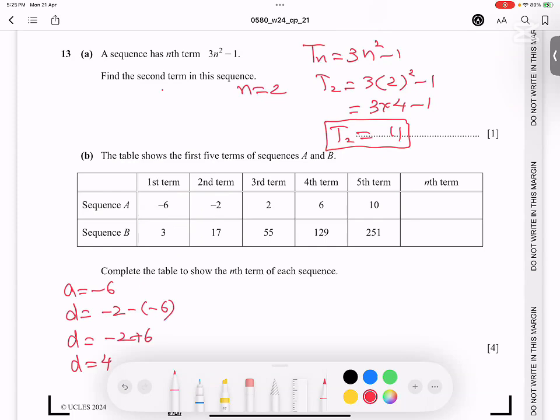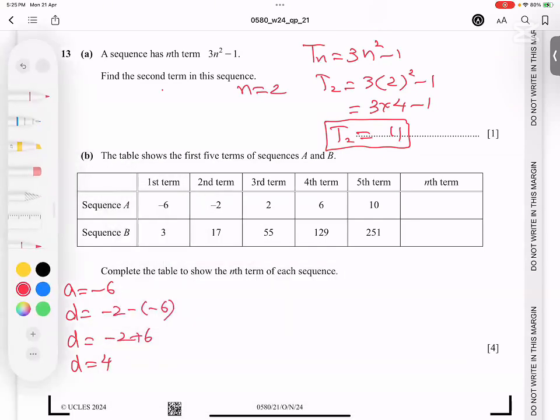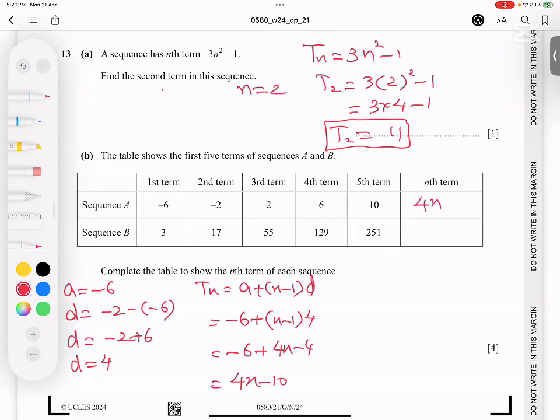So the formula is very clear, you know it very well. Tn is equal to A plus n minus 1 times D. A is -6, D is 4, and that's it. So I'm writing here, and the formula is okay. -6 plus 4n minus 4. And finally, I got 4n minus 10. This is my nth term. This is done. Now let's go for the next part.